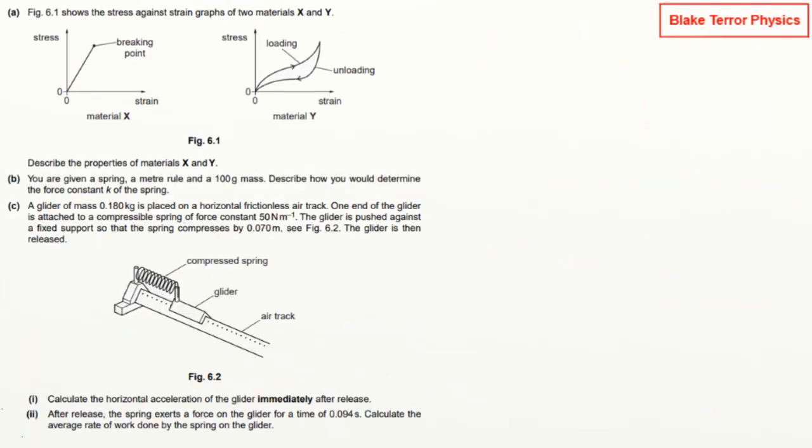Right, we're back on the graphs again. Figure 6.1 shows the stress against strain graphs for two materials. Describe the properties of materials X and Y. Right, so we usually want to say about 4 things with all of this and combined.